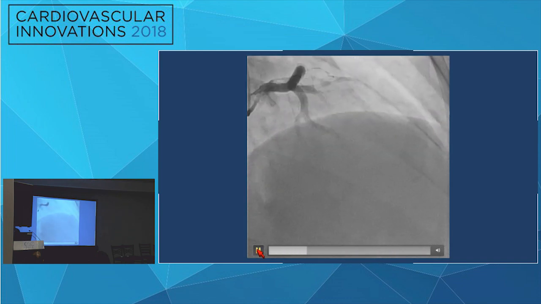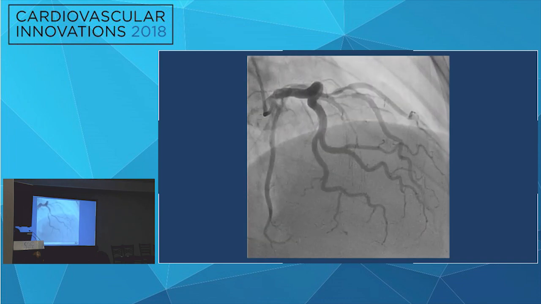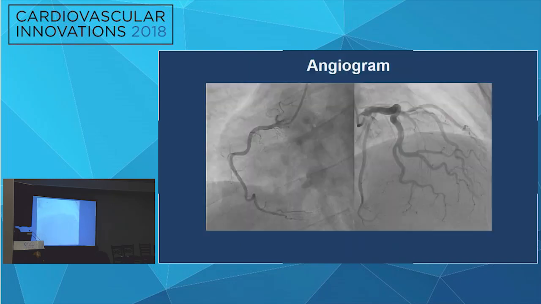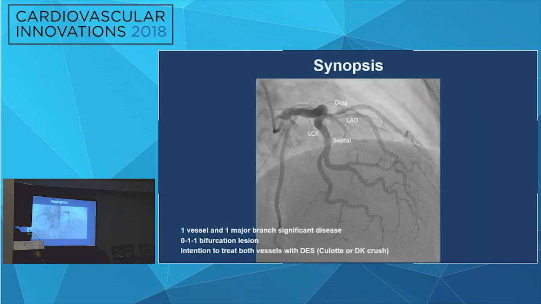And again, these are the images. And from the still frames, you can see that there is something in the LAD and the diagonal branch. You can see the LAD, there is something just before the takeoff of the septal perforator branch, and there is also something in the diagonal.